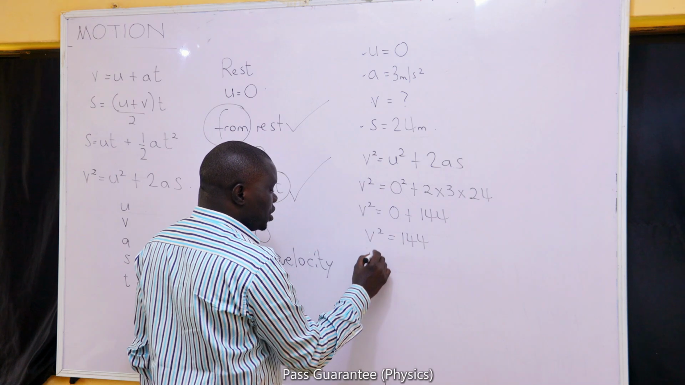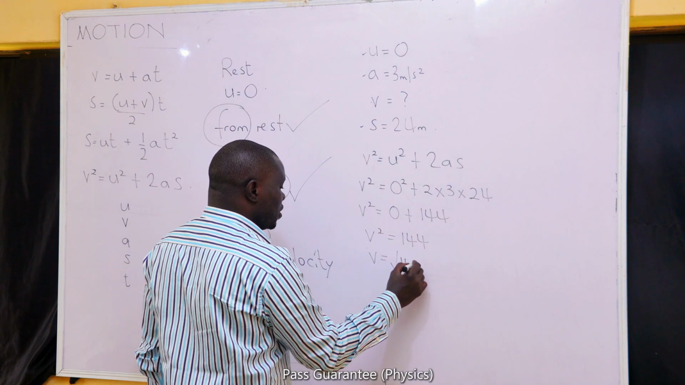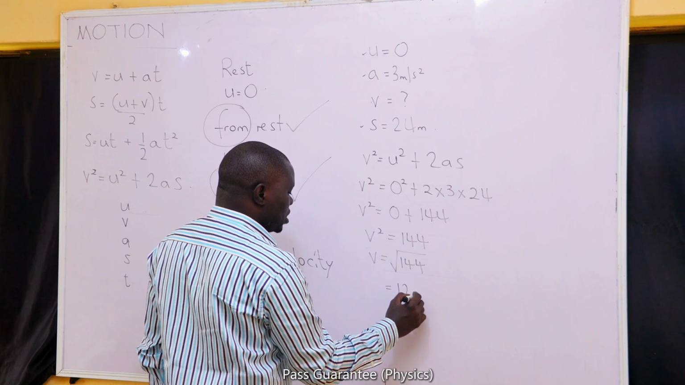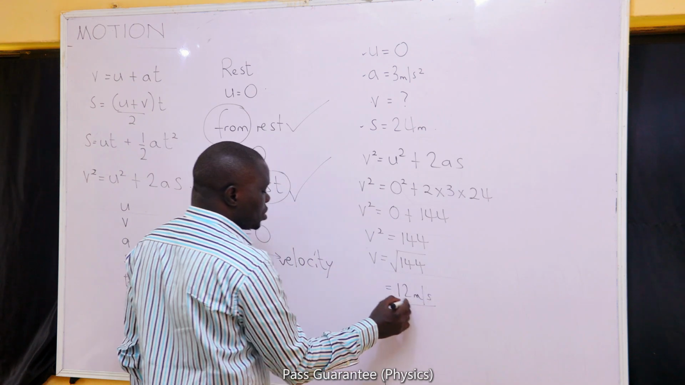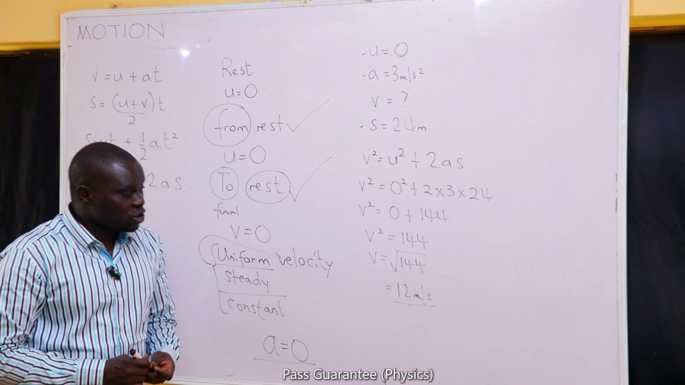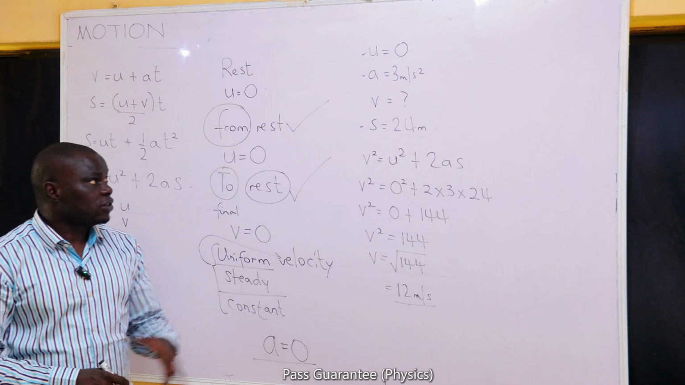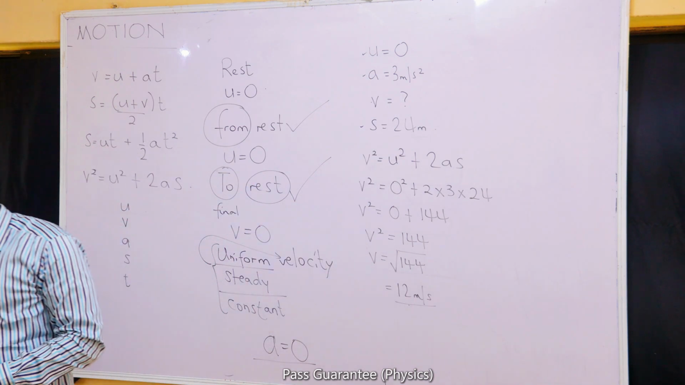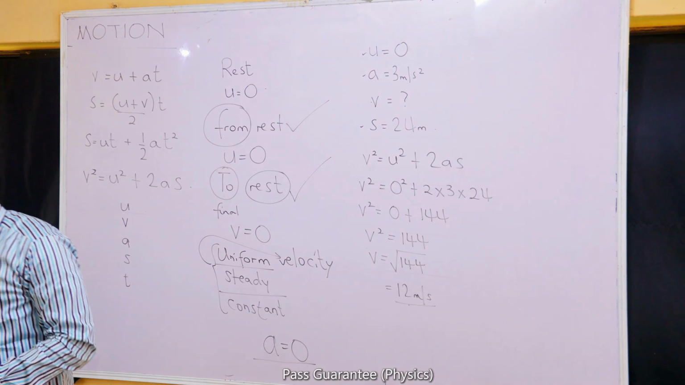If we find V, we'll get the square root of 144, and the square root of 144 is 12 meters per second. So that is what I'm going to get. That should be the final velocity that the object will have with this acceleration after traveling that particular distance. So we'll move on to another question.